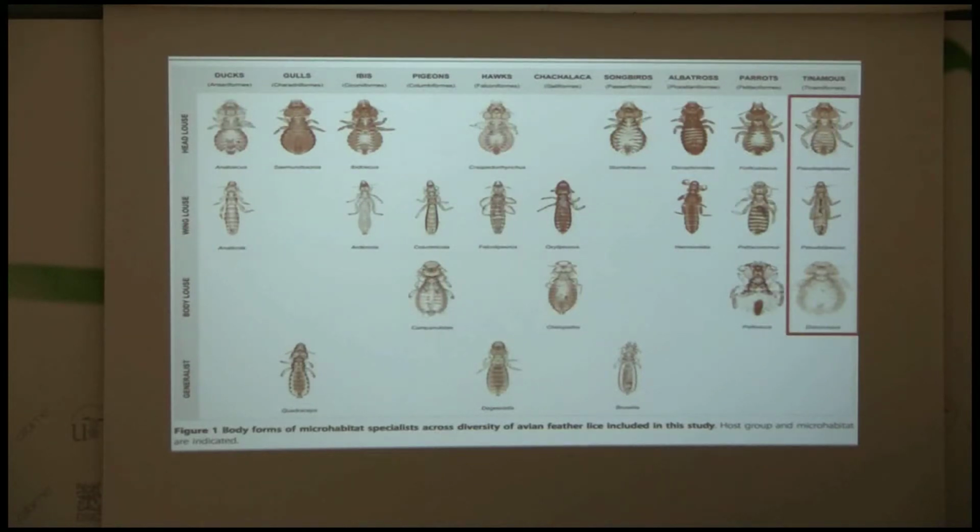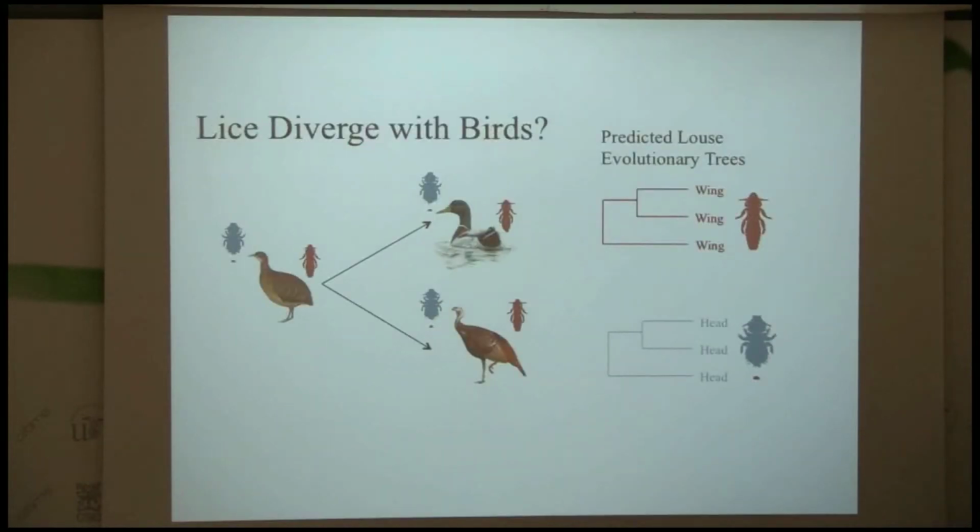Within a group of birds, there can be multiple representatives of these ecomorphs or niche specialists. So tinamous, for example, have head lice, wing lice, and body lice. So there's two possible scenarios for how these lice evolved. One is maybe they just evolved into these microhabitats early on during the course of bird evolution, and as birds diversified, the lice just diversified through co-speciation with them. In which case we would predict all the wing lice to be closely related and all the head lice to be closely related, and that to follow the pattern of bird diversification.